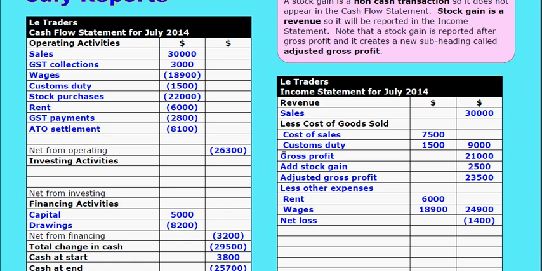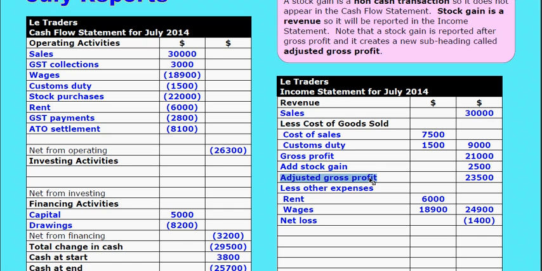Let's have a look. You get to gross profit as per normal, in this case 21,000, and if there's a stock gain, you add stock gain to come up with an adjusted gross profit figure, which will be, of course, higher by the value of the stock gain. So in the income statement, gross profit, then you add stock gain, and then you get this thing called adjusted gross profit, and then you proceed as per normal.